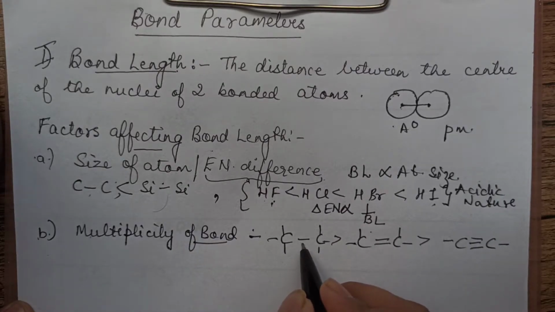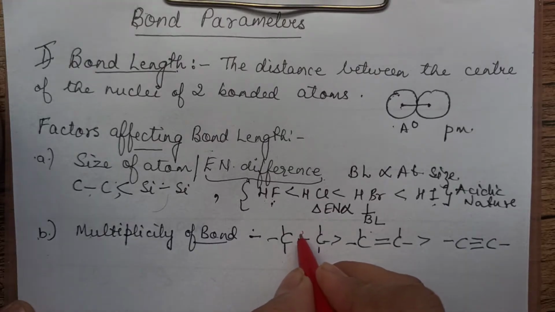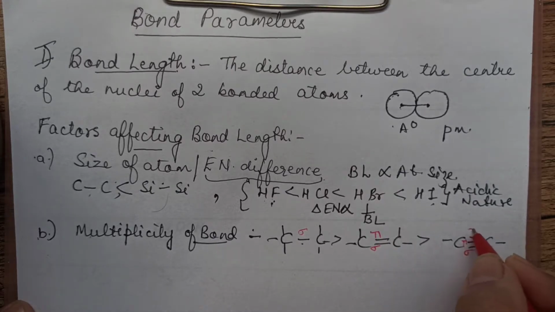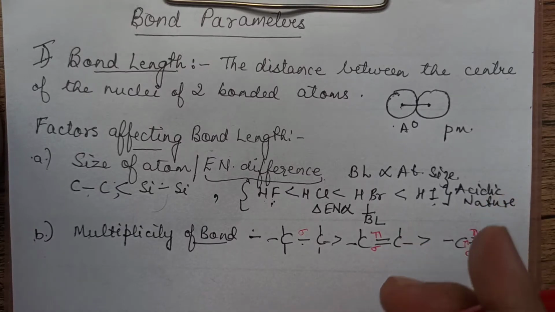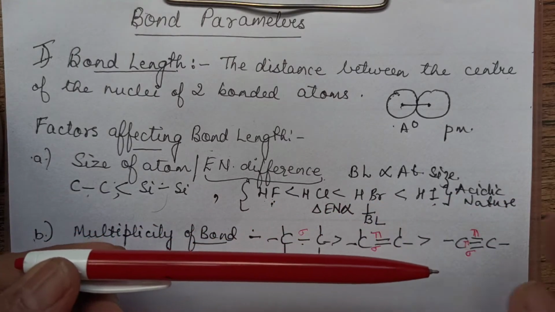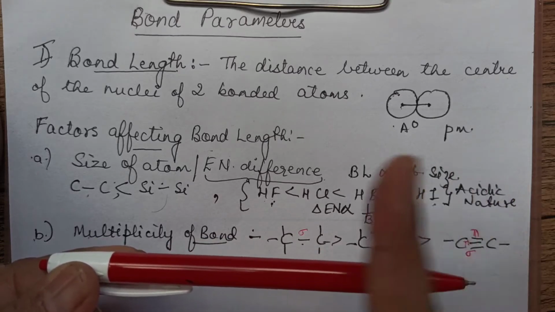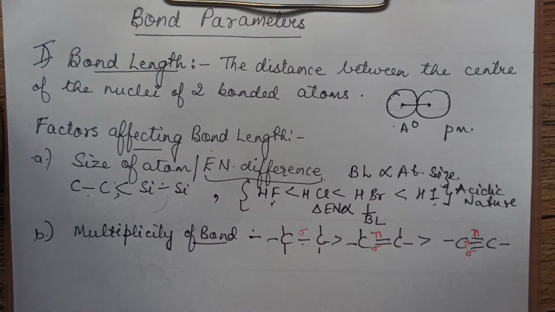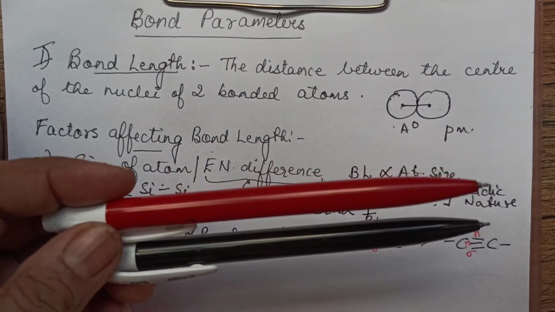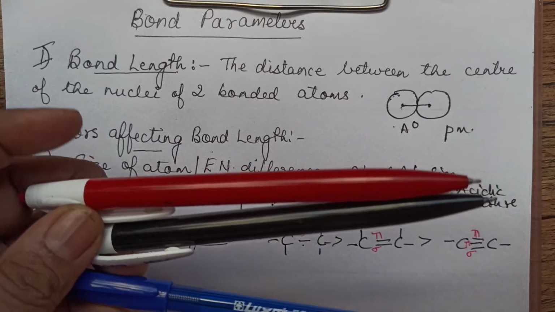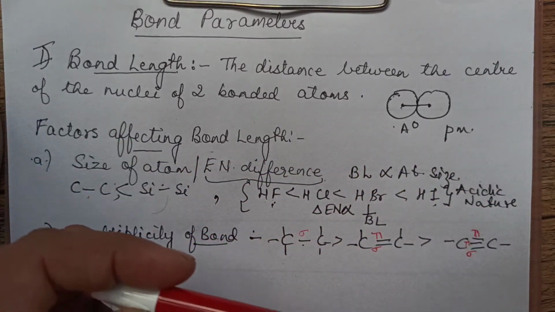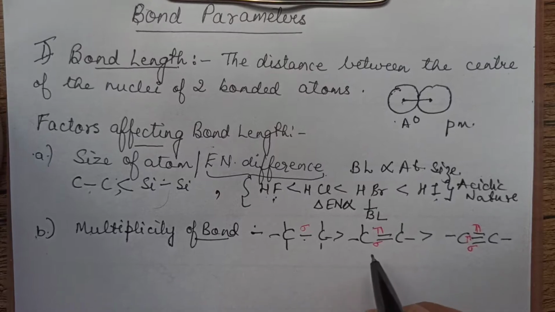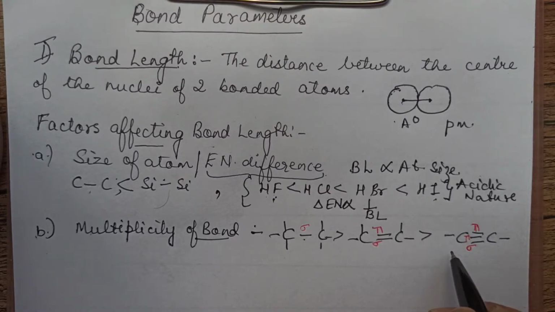Why? Because the first one has only one sigma bond, the second has one sigma and one pi bond, and the third has one sigma and two pi bonds. If only one bond is present, the bond length will be big. If another one is formed by a pi bond, lateral overlapping will be there, which makes it a stronger bond. In a triple bond, three of them are together: one sigma bond and two pi bonds whose orbitals are perpendicular to each other, and that will be still shorter. So the more the number of bonds, the lesser the bond length.